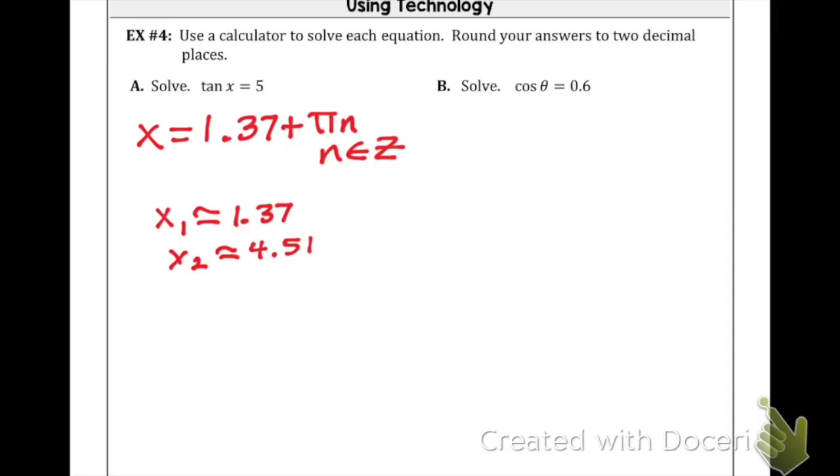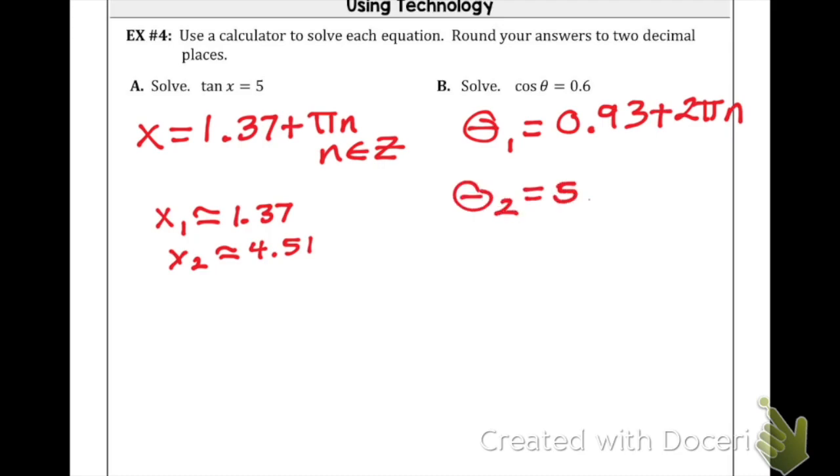So for our answer for B, we're in theta world, our first possible theta is about 0.93, and then every possible rotation of 2 pi beyond that. And then my second solution is 5.36 plus every possible rotation beyond that, again, where n is an element of the integers. So with tangent, I only needed one possible thing, because it just shifts itself every period. But because of the cosine, we're going to have 2 intercepts happening. That's why we'd need to have 2 different variations of the general form.